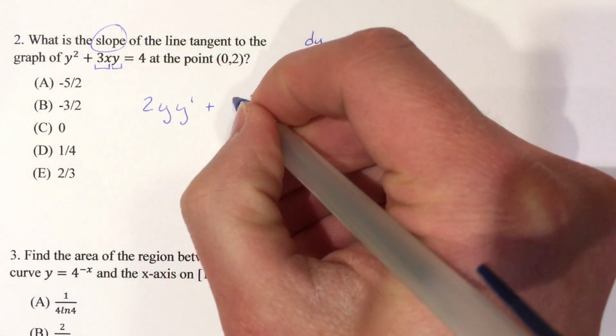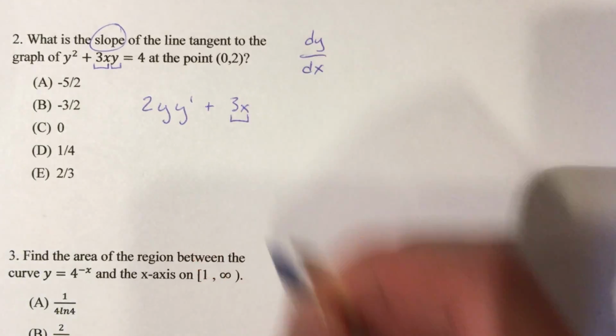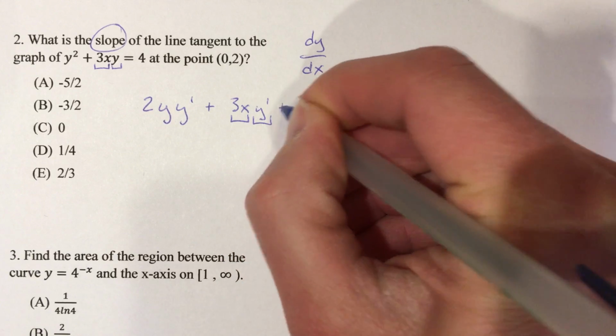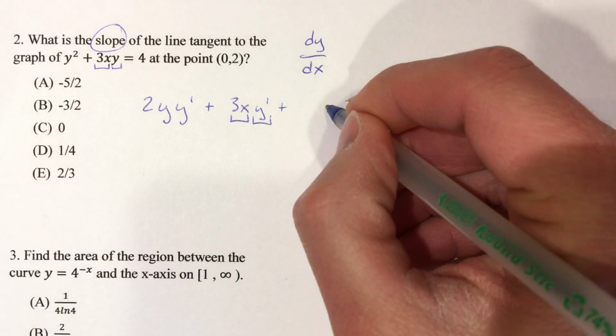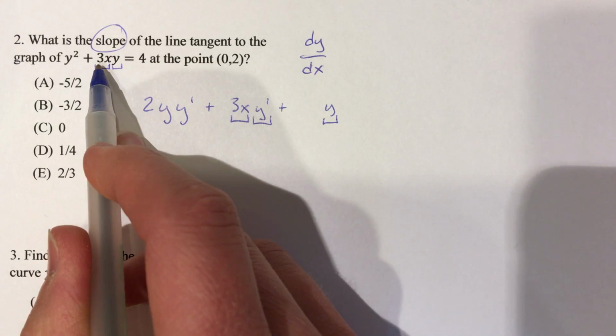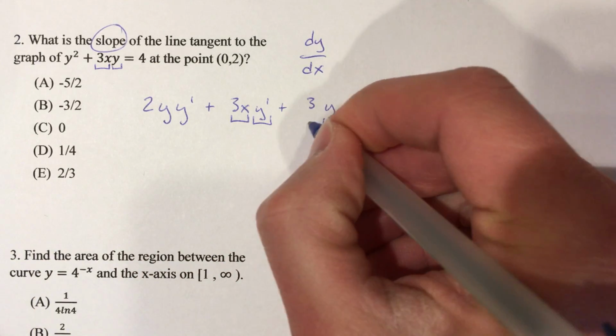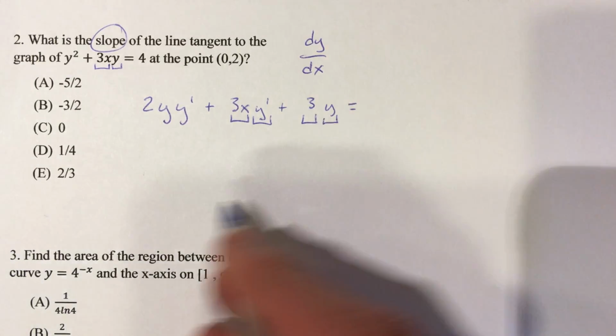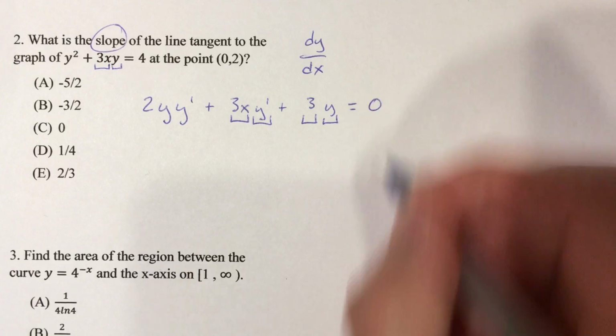So I'll take first times derivative of the second plus second times derivative of the first, and the derivative of 4 is 0.